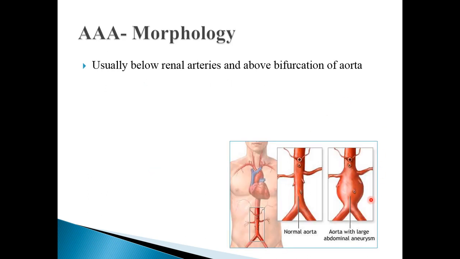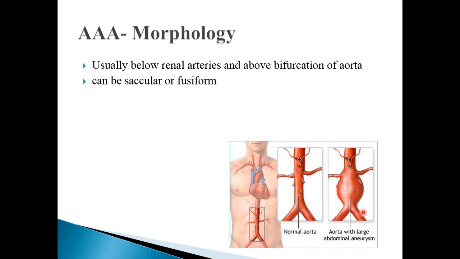So this is the abdominal aorta, and this is the most common location for abdominal aortic aneurysms. Notice that the bulge in the arterial wall begins just below the level of the renal arteries, and it may extend down until we reach the common iliac arteries. So it usually begins below the renal arteries and is located anywhere there above the bifurcation of the aorta.